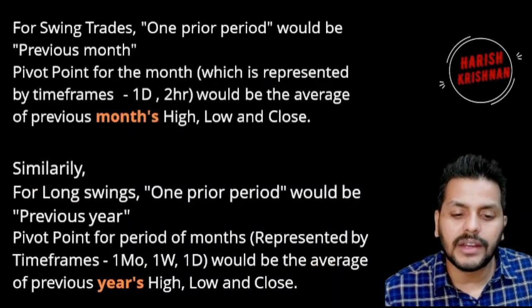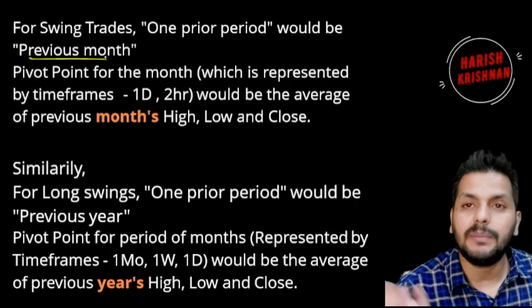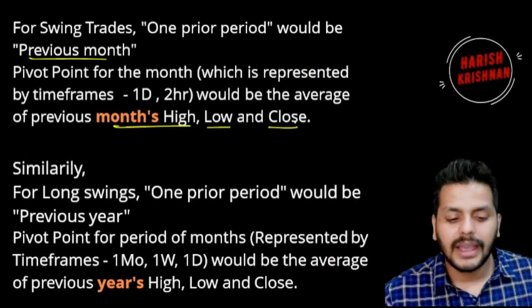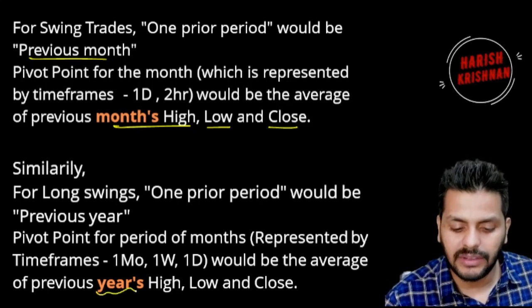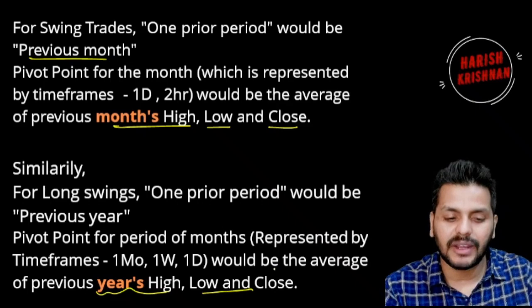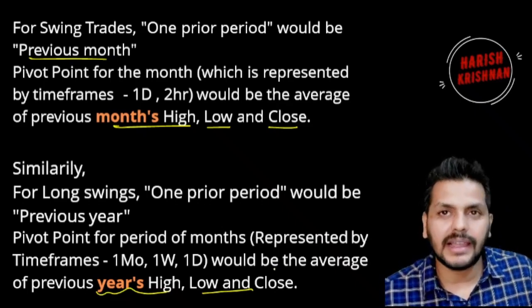Okay, for swing trades, like I said, where the prior period would be the previous month, this time it would be the month's high, month's low and month's close. And for long swings, it could be the previous year's high, low and close, and that's a little wider time frame. So these are, again, like I said, book definitions.